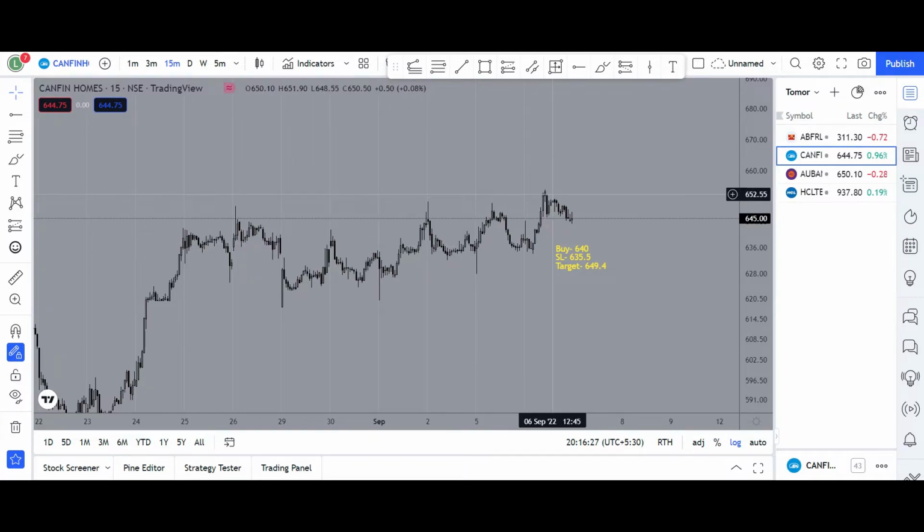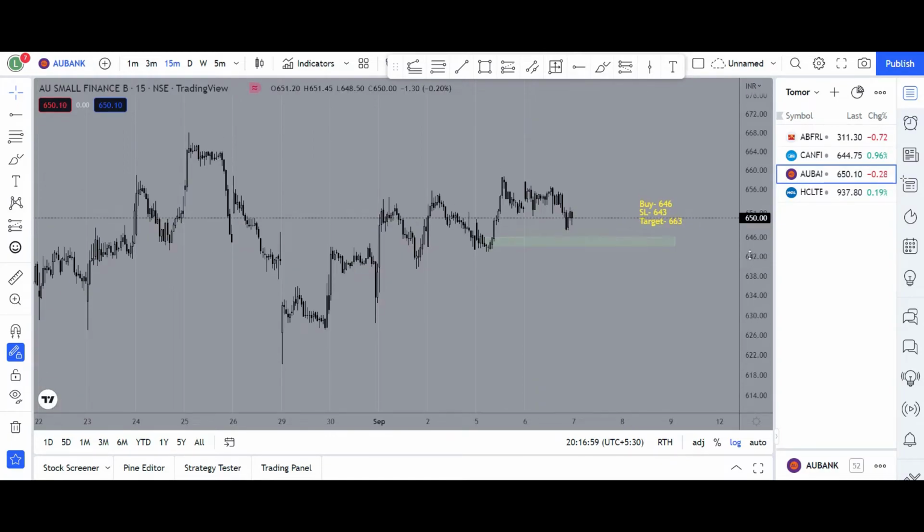As you can see, Can Fin Homes made a new structure high here, and after that it has been undergoing a pullback. So we'll be looking for a long entry around 640 with a stop loss below 635.5. This is a rough area. You'll have to be cautious when price comes into this area, and you may drill down to the 3-minute or 5-minute chart for a better entry. So this is a rough area around 640, with a stop loss below 635.5 and a target of 649.